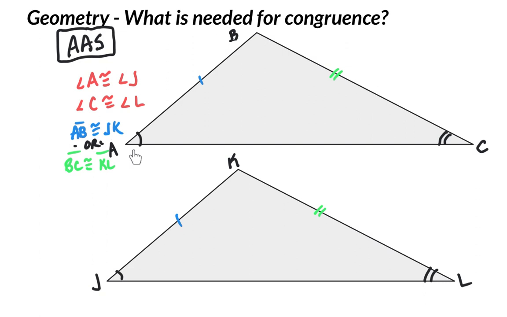Again, if what we could prove is that AC was congruent to JL, we would not be using angle, angle, side. We'd be using angle, side, angle, because if we used AC and JL, the sides would be between the two angles. Let's do one last example.